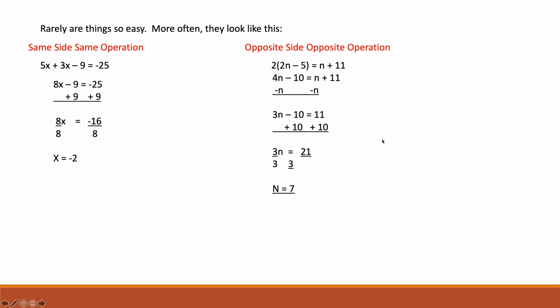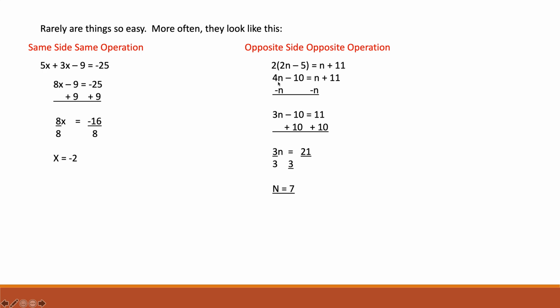Now, the first thing I did here is I took a little for granted, and I hope you remember this. This is something that you start teaching in 7th or 8th grade, at least in New York schools. It's called distribute. So when you see a number outside the parentheses, you multiply it by everything inside. 2 times 2n is 4n. Remember, distribute means to give out. 2 times negative 5 is negative 10. So that gives me the second line that just says 4n minus 10 equals n plus 11.